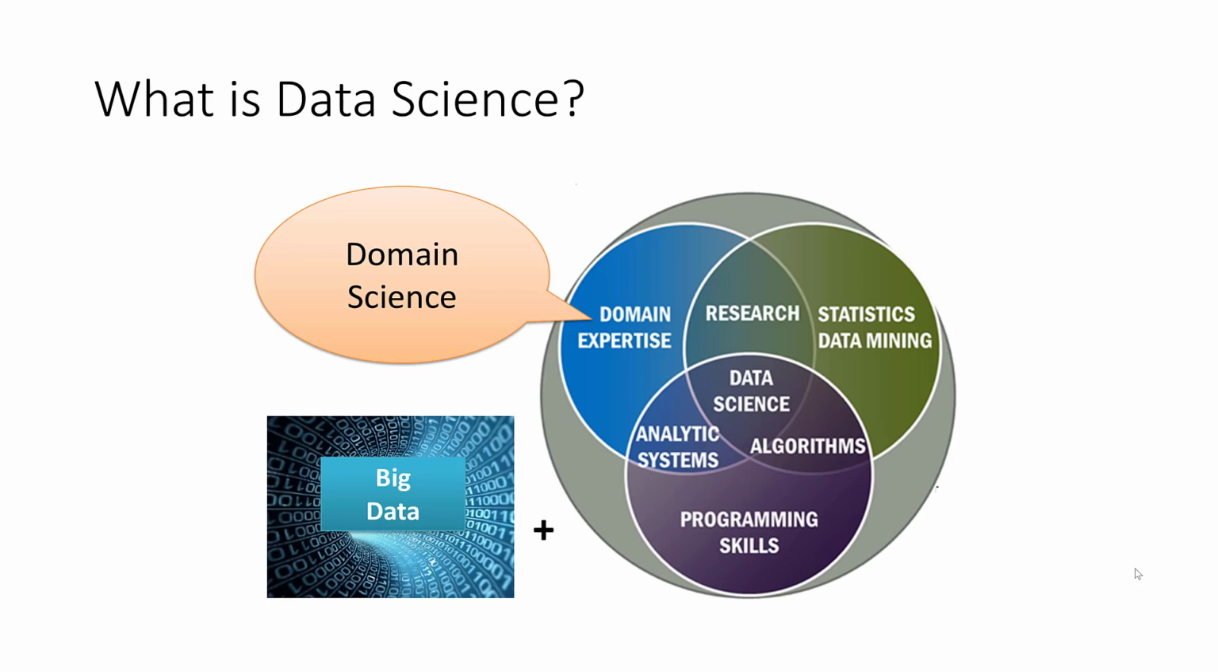Just another diagram showing, again, that multidisciplinary function. Venn diagrams, of course, are always fun. You need to have that combination of domain expertise, statistics, data mining, and programming skills to really have that sweet spot for data science. And then, of course, on the left here, it kind of stands apart, but the big data part is also important, being able to pull in that large data set and boiling it down into something useful.